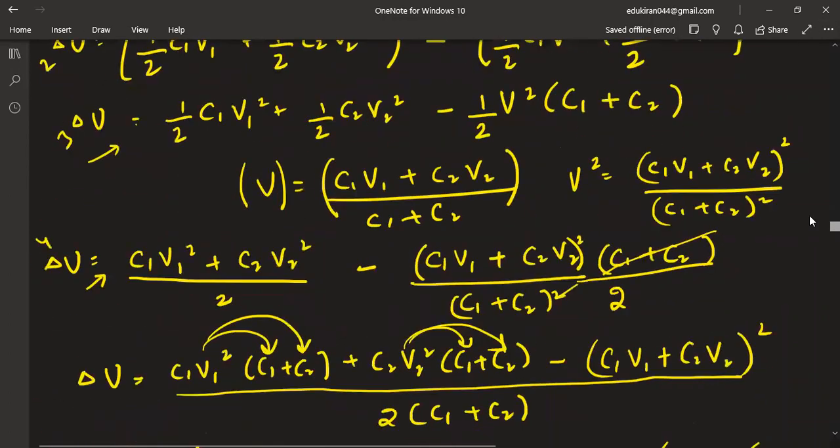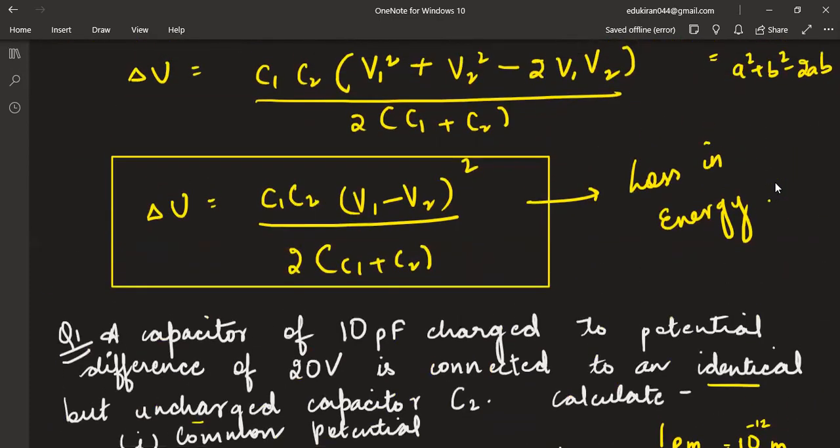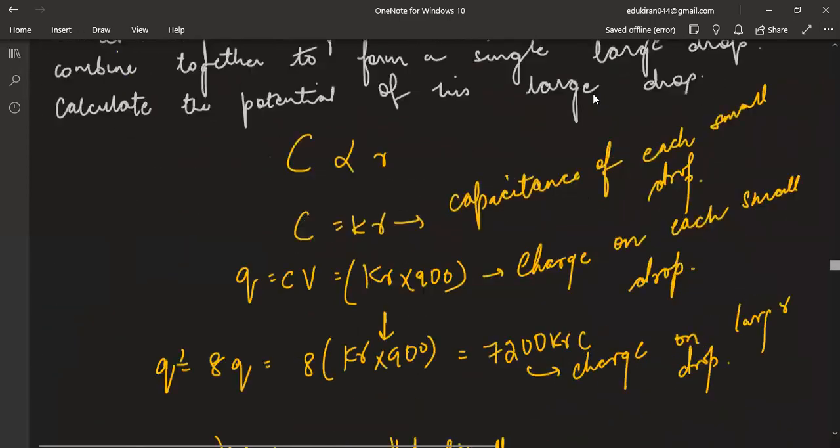Loss of energy formula is there. It's not very important, but learn it. Of course, you have to learn everything. So it is C1 C2 into V1 minus V2 whole square divided by 2 into C1 plus C2. That's it. You should remember this part only from this. That is sufficient from here.